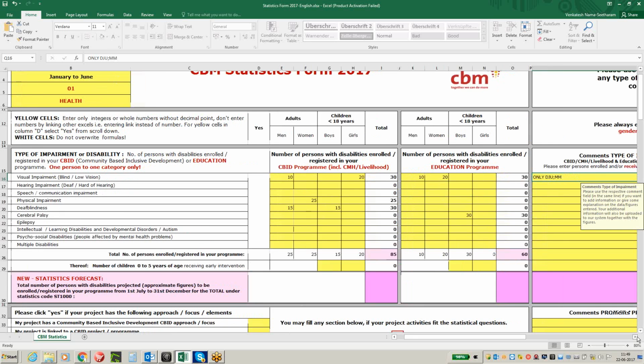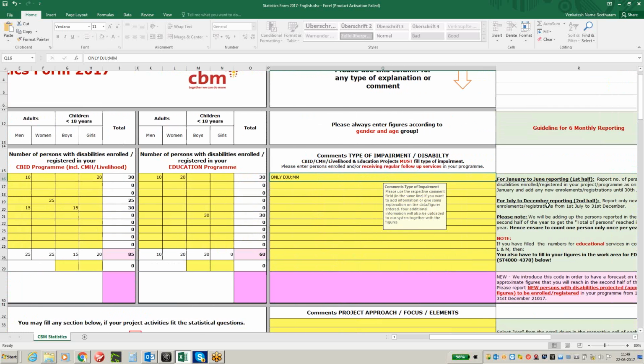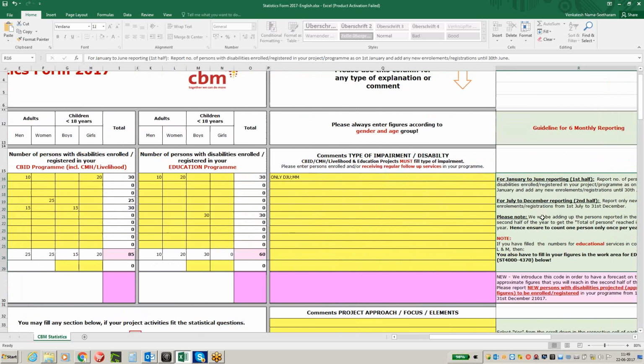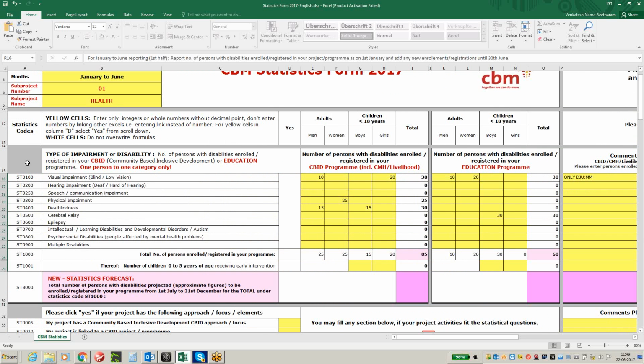And in the end, in the column here, we have given a short guideline on what needs to be filled in and how to fill it in. So this is related to this top. And please, if you have any questions till now.